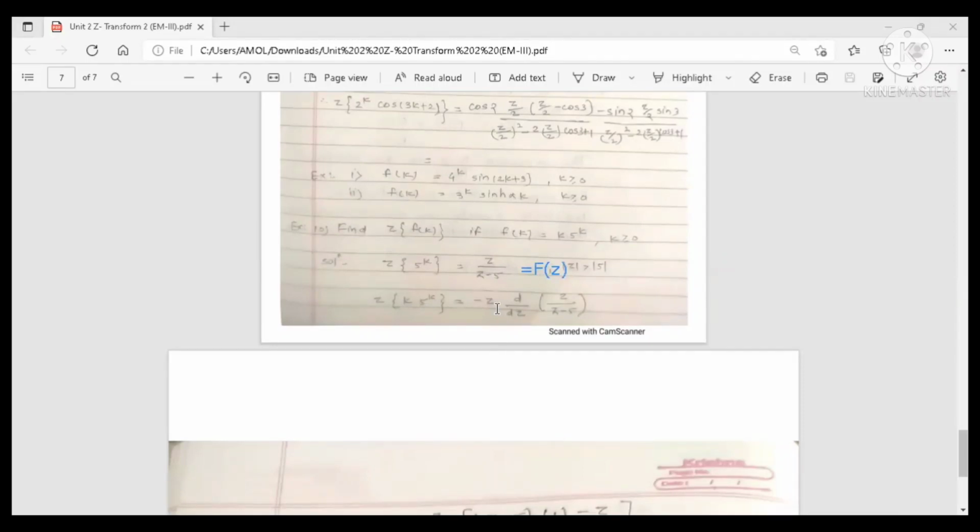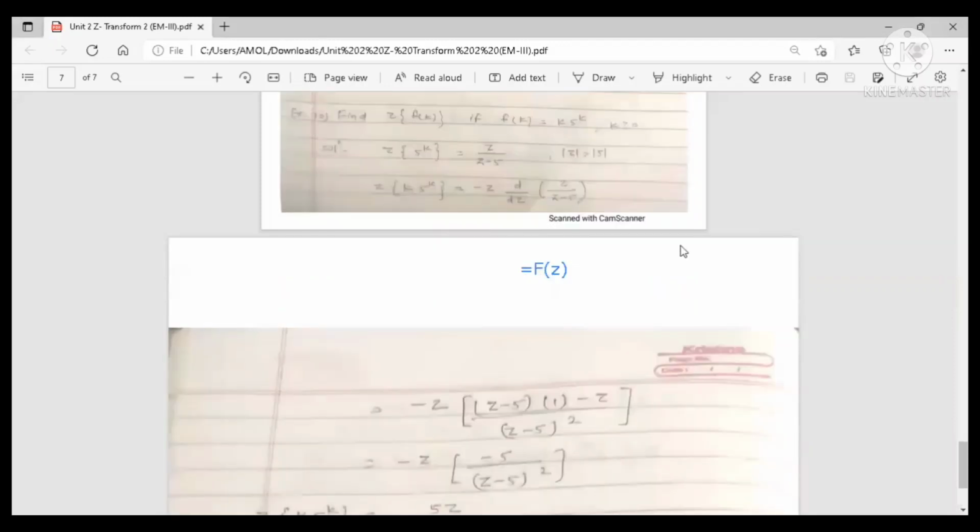We have already discussed it in the first lecture of Z transform, properties of Z transform. So you can see the first video lecture of Z transform. There I have explained the properties of Z transform, and one of the properties is multiplication by k property, and we are using that property here. The transform of k into 5 raised to k is equal to minus z into the derivative of f of z, which is z upon z minus 5. We differentiate it with respect to z using the multiplication by k property. Now, how to differentiate it?